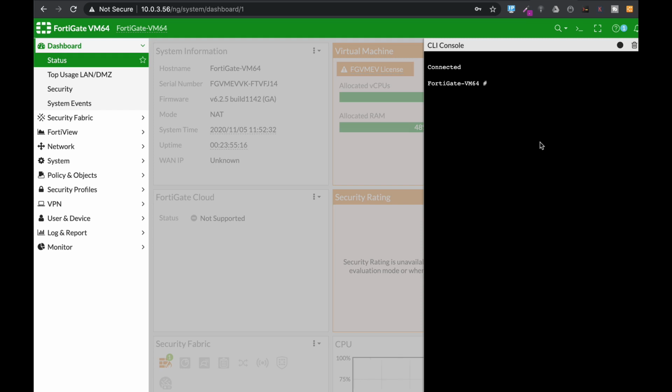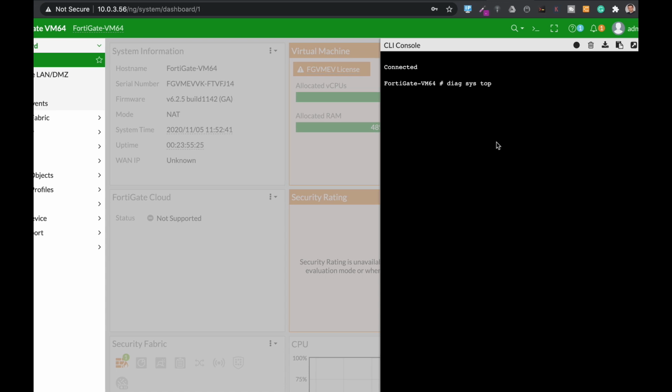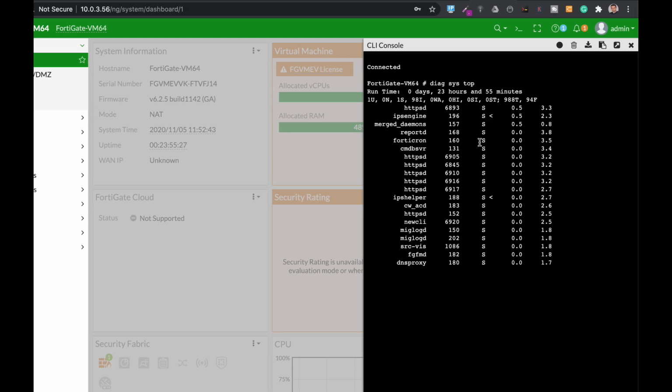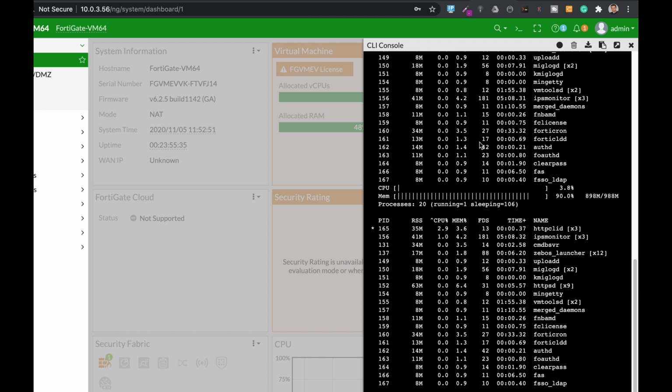When you start to diagnose processes that are happening on your FortiGate, you can use two commands. The first one is diag sys top. Let's just start it. All right, let's stop it. And there's the diag sys top summary. What is the difference between the two? Which one is better? And how can you sort processes by CPU or memory? Coming up.